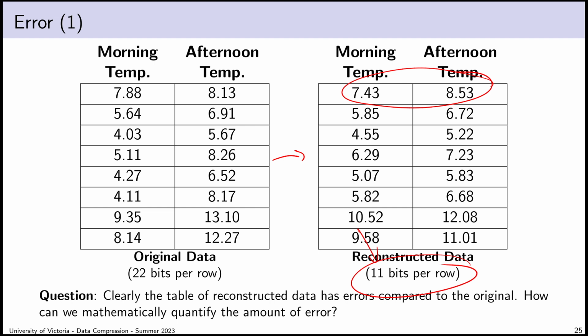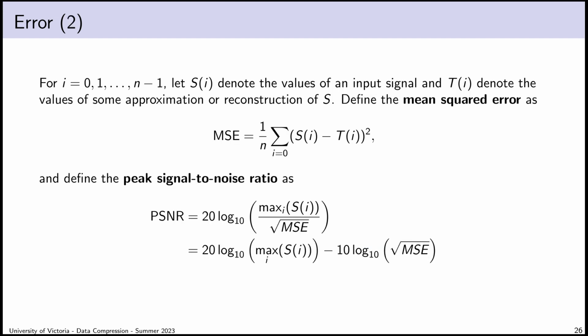We need some way of measuring errors. So can we mathematically quantify the amount of error? I need anything. I don't even mind if it's a bad measurement. I just need something that generally does correlate to the total amount of error. So we can use this.